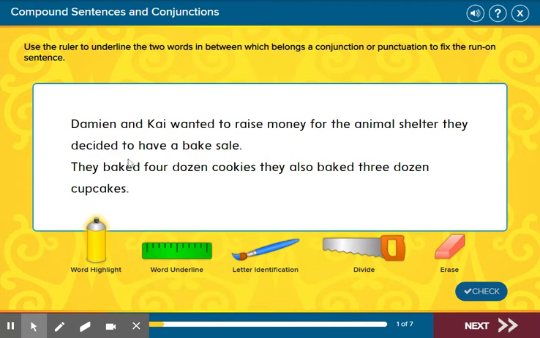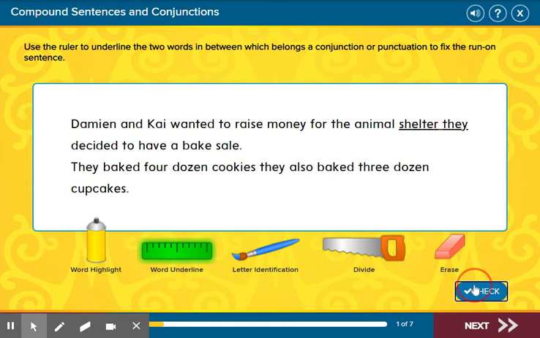So what we want to do is grab and click on the underline tool down below. You'll see that as I run my mouse across the words, they are highlighting automatically, so I know which one I'm selecting. And I believe right about here, shelter, is the last word of the first clause, the first thought. This word, they, would be the start of the next thought. And they is referring to Damien and Kai. So this is the section of the sentence where I think we need to have some kind of split, and this will fix the run-on.